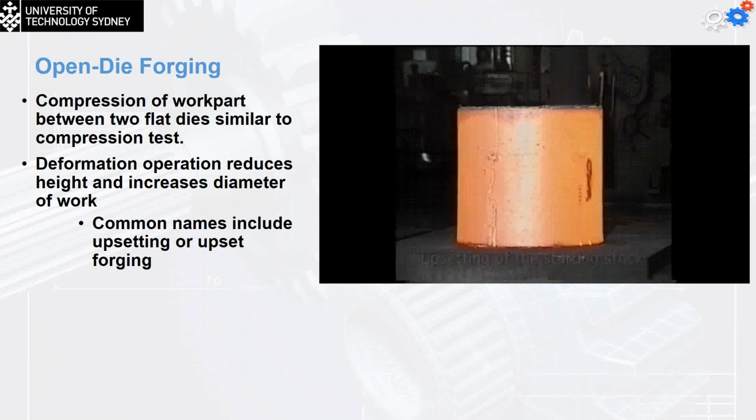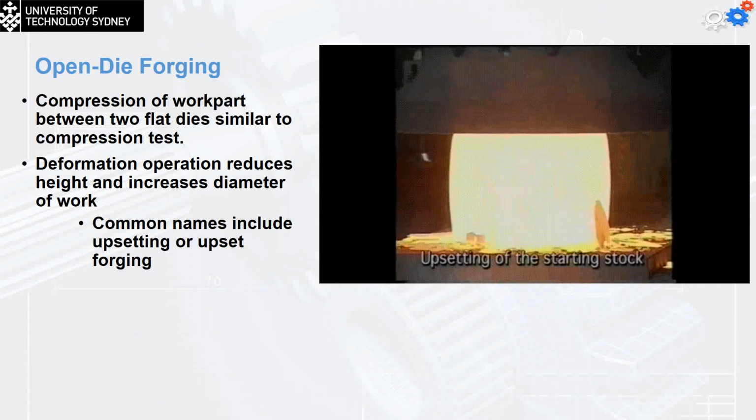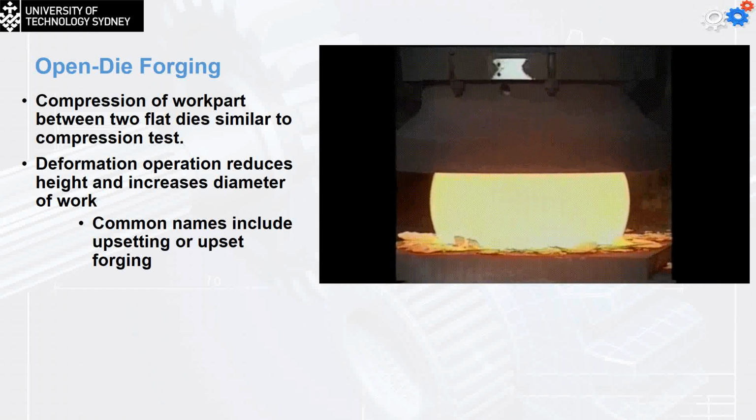So open die forging is the compression of the work part between two flat dies, similar to the compression test. The operation will reduce the height and increase the diameter of the work part. The volume must be constant.